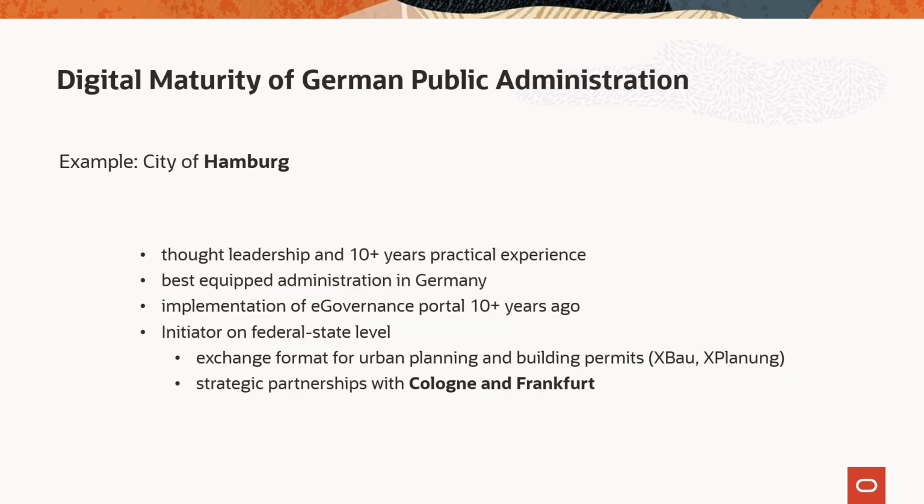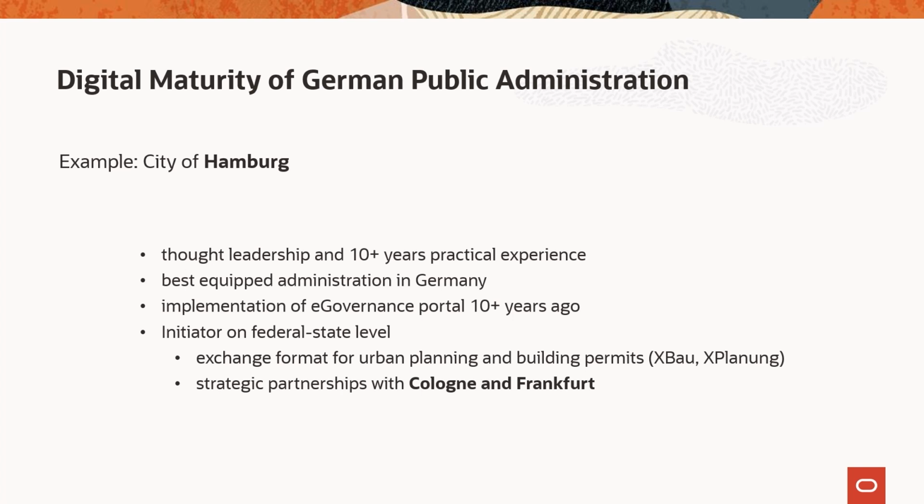So what is the digital maturity of German public administration? In general, there's much space for improvement, of course, but there's also a huge disparity top-down on the national levels, but also between authorities on the different federal state levels. There are many good examples, like the city of Munich or Hamburg, rich cities with already existing digital solutions. They are the driving forces in Germany.